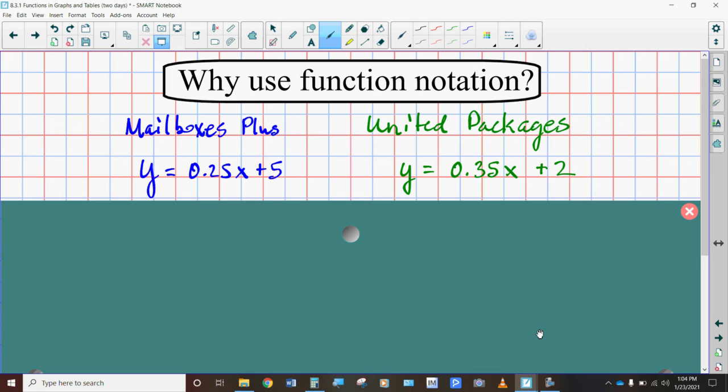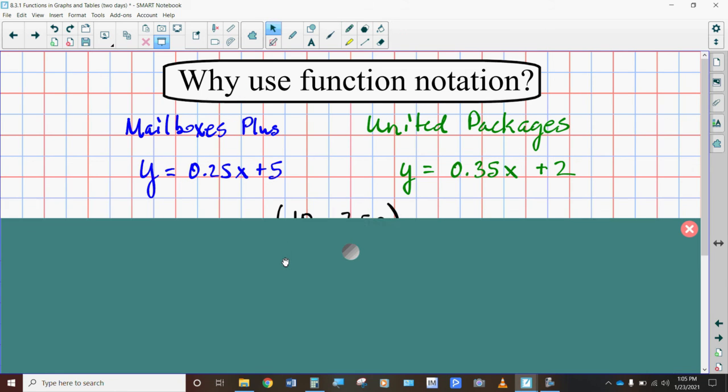So I want you to reflect back to when in chapter 5 we were working with systems of equations. One of the last homework problems we had in that unit had to do with Mailboxes Plus and United Packages. If you recall, they both ship packages like UPS or like the post office, right? But they charge different amounts. So Mailboxes Plus charges you $5 just to ship a package. And then they weigh the package and they charge an additional 25 cents per ounce. So based on the number of ounces that your package weighs, it will change the price. This is absolutely a function, right?